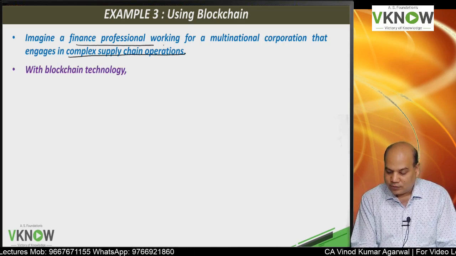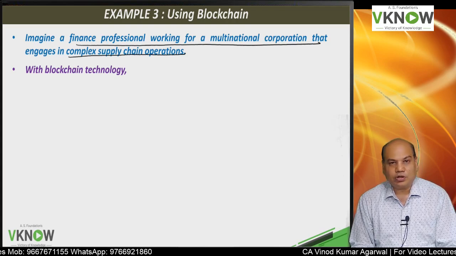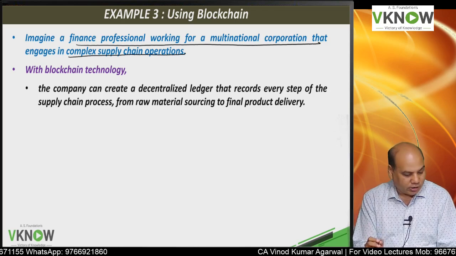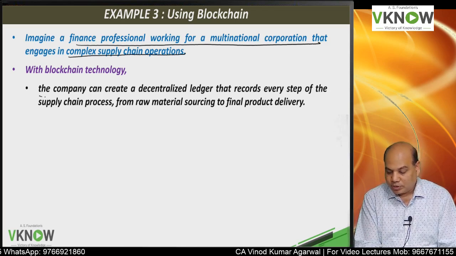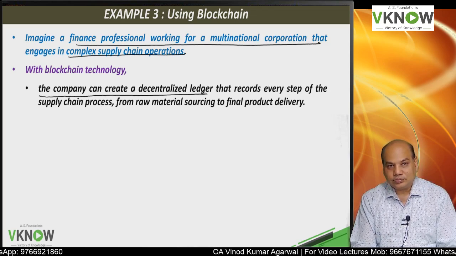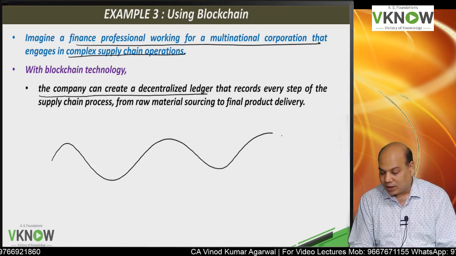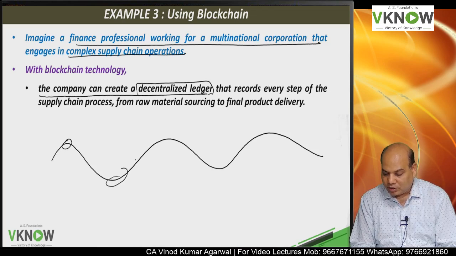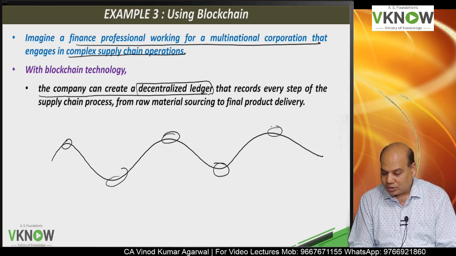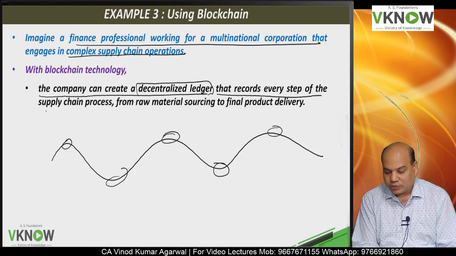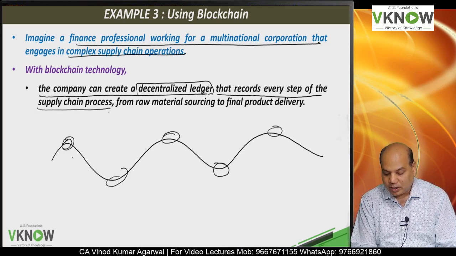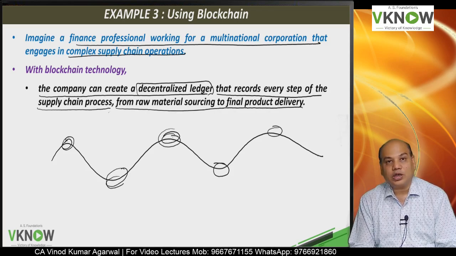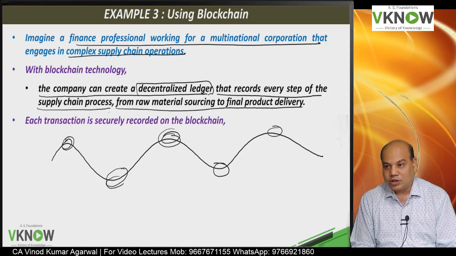So if a company is involved in complex supply chain operation, what can you do with the blockchain technology? With blockchain technology, the company will create a decentralized ledger, because there are different parties involved in the supply chain. So you will create a decentralized ledger, with different people in different operations, that records every step of the supply chain process. Whatever everybody is doing, it gets recorded from raw material sourcing to final product delivery. So that is the advantage of blockchain technology here.